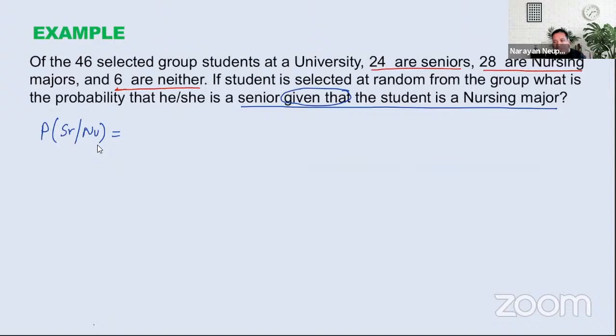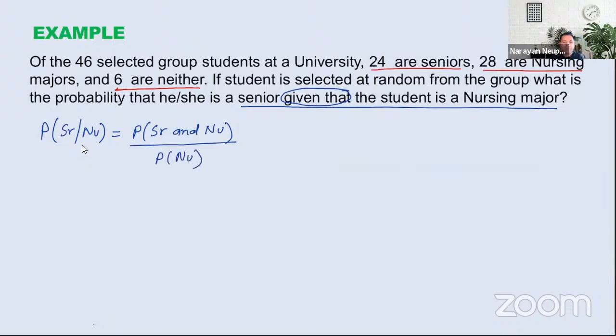Now let's try to use the formula and see if we can solve it easily. The formula for conditional probability will be the probability of first and second, that is the probability that the student is senior and also a nursing major, divided by the probability of the second, that is the probability that the student is a nursing major.